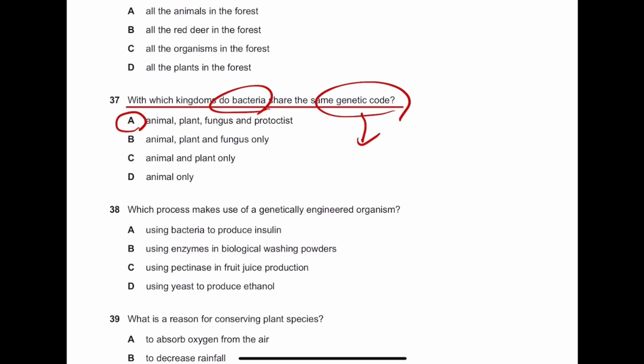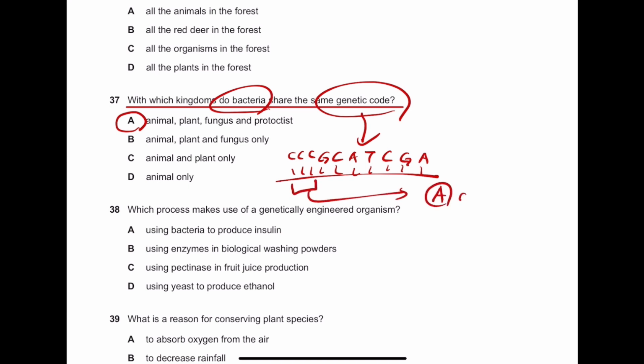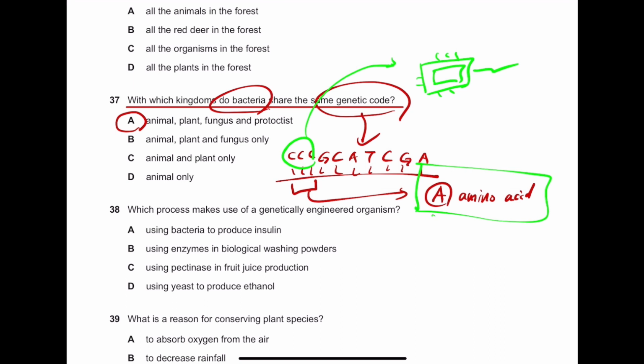For instance, let's say hypothetically, the genetic code or codon CCC stands for a particular amino acid. Let's say CCC stands for type A amino acid. If CCC is taken out and put into a bacterium, then the bacterium will make a protein containing a type of amino acid called A.